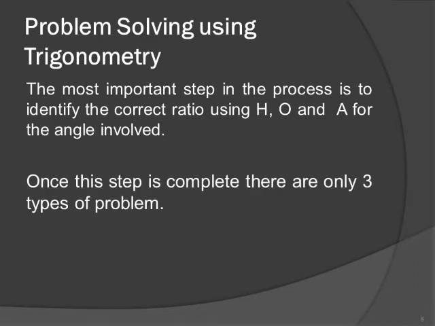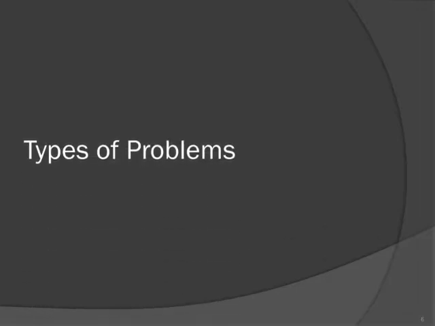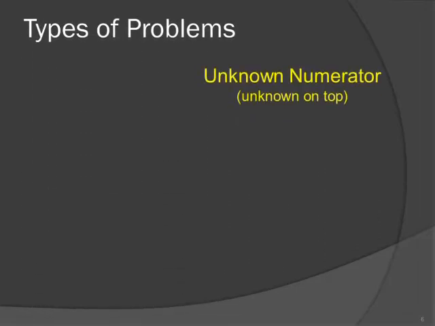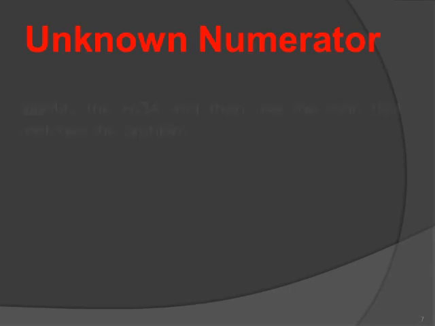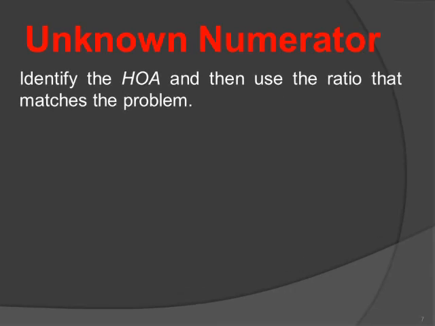It's very, very simple. So we're going to be looking at now the two types of problems where we've got two sides. Unknown numerator. In other words, it's on top. So in sine, it's the O that's unknown. Cos, it's the A. And tan, it's the O. So we're looking at unknown numerator. Identify the H, the O and the A for the angle you've got and work out which ratio to use.